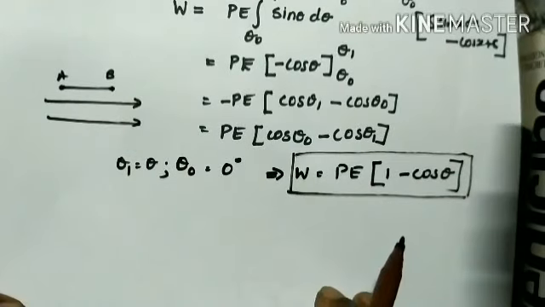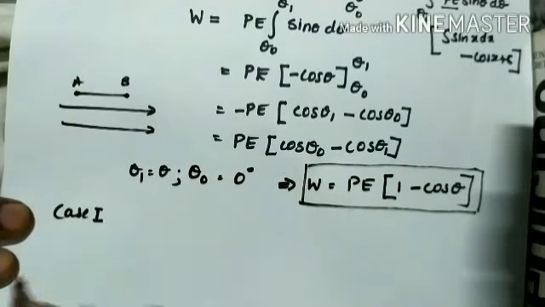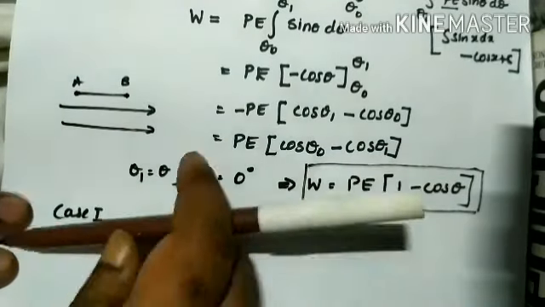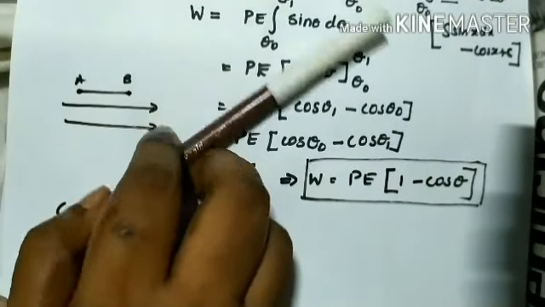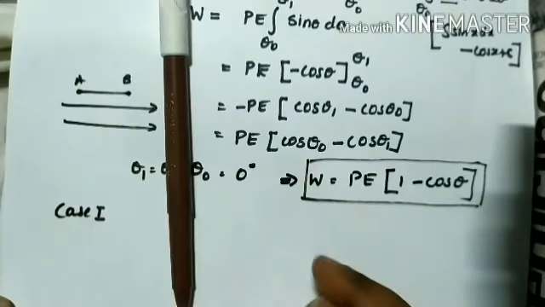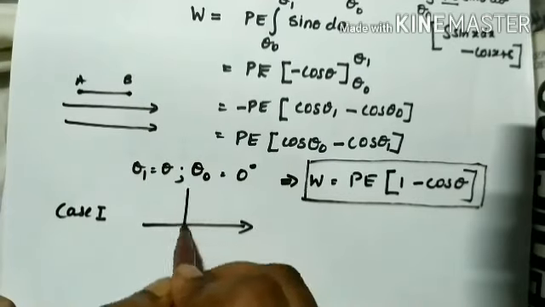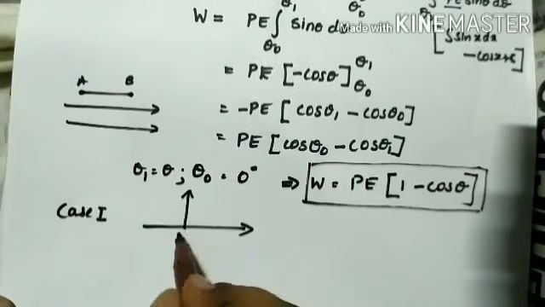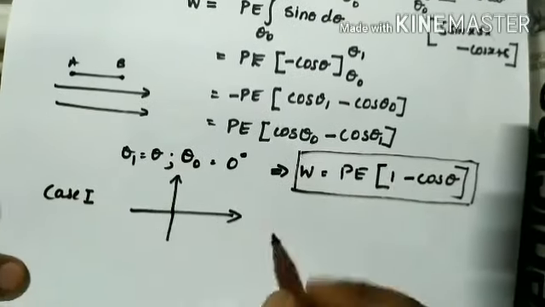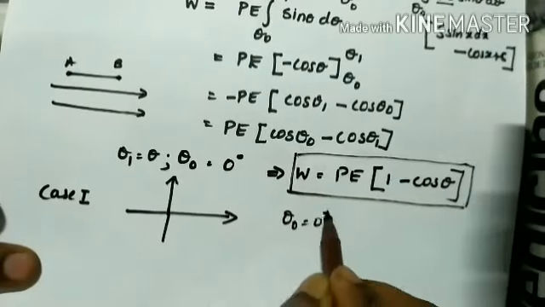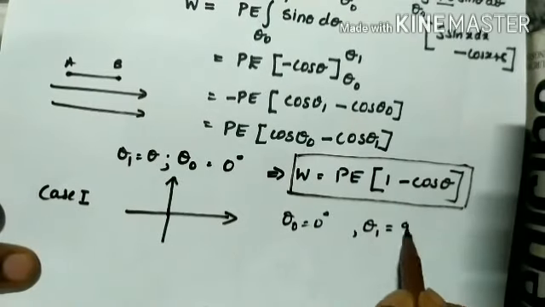Now we are going to consider some cases. Case 1: this is your dipole which is already making an angle of 0 degrees and you want to rotate in this direction, so that now it is making an angle of 90 degrees. Initially theta 0 is 0 degrees. Now what is theta 1? It has become 90 degrees.